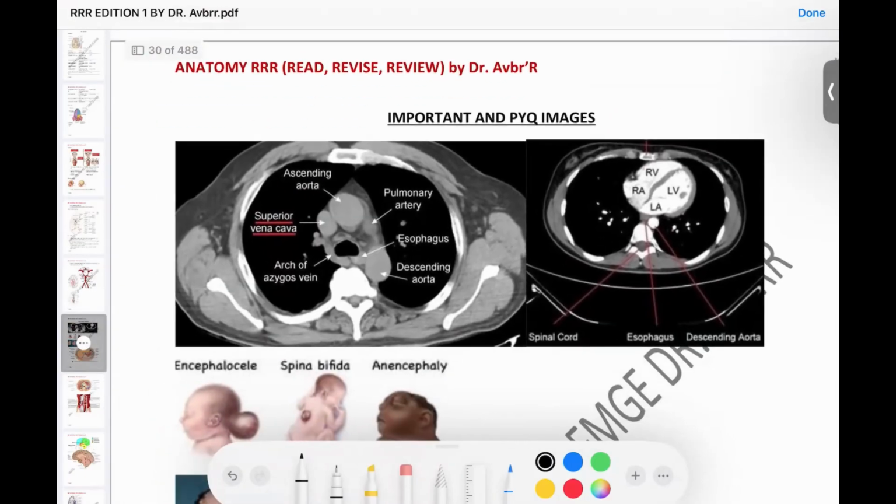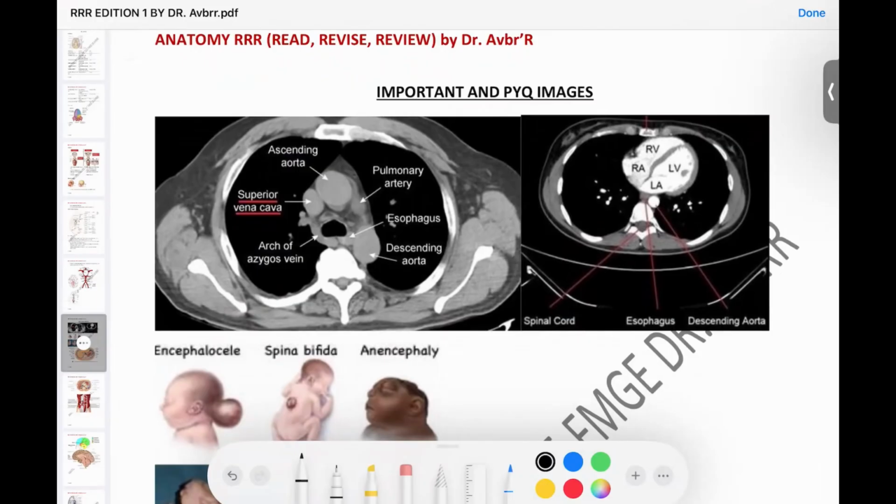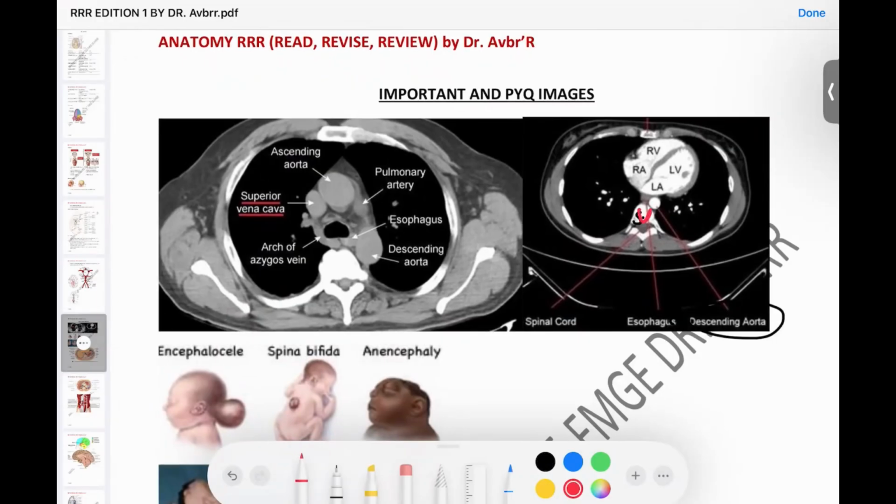And next, important PYQ images. You have to remember the vertebrae, right? In the vertebrae, immediately anterior to the vertebrae is your descending aorta. Anterior to the descending aorta is your left atrium, followed by your left ventricle. Like this you can remember: the left atrium, opposite to that the right atrium, and the most anterior one, next to the sternum, is your right ventricle. So this is also a commonly asked question for you.